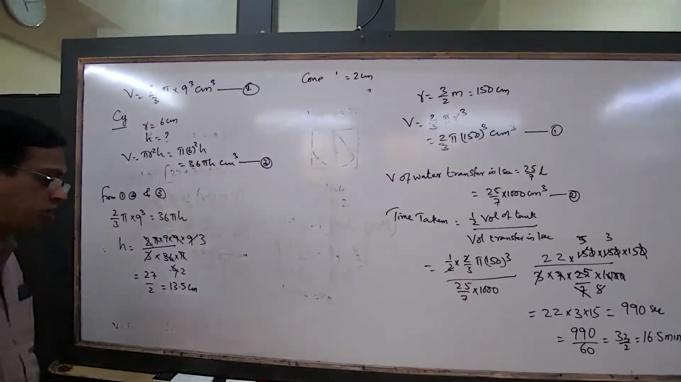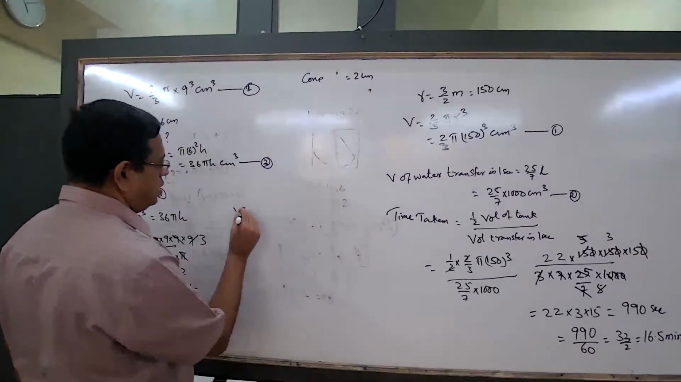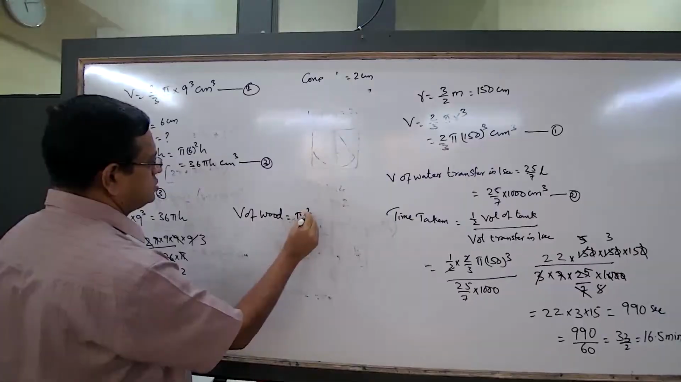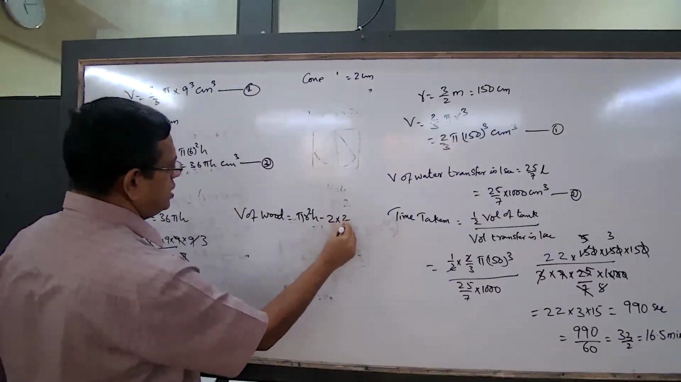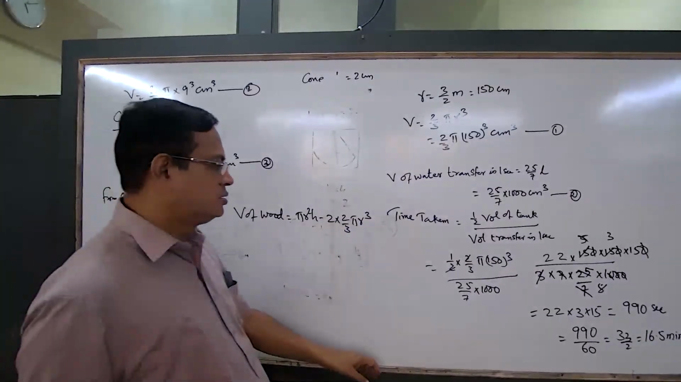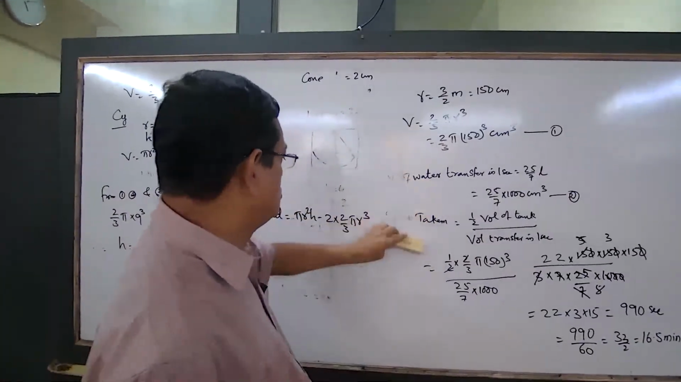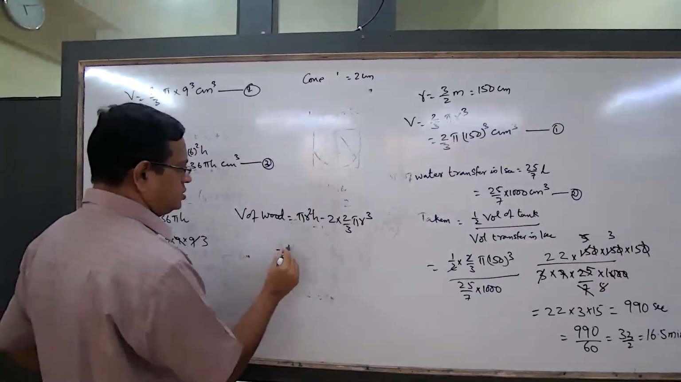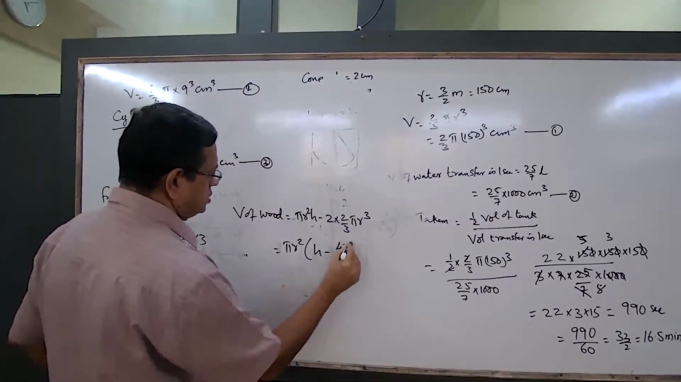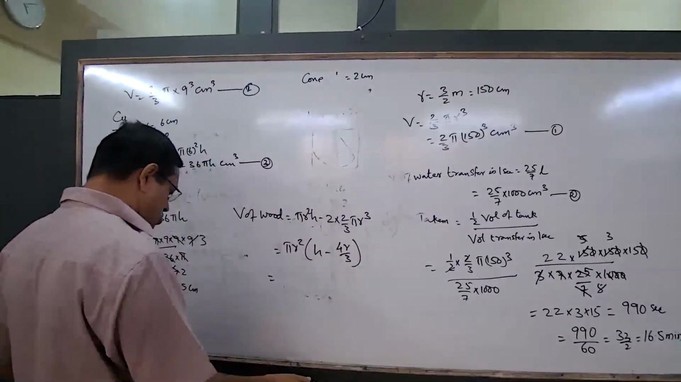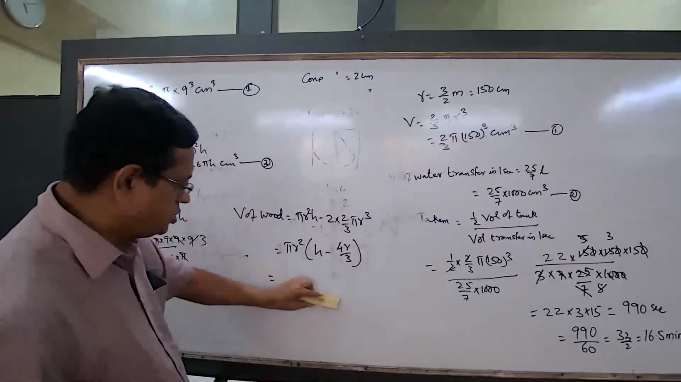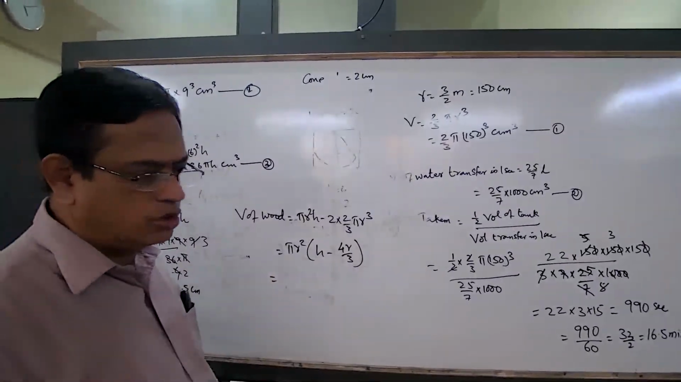Therefore, volume of wood is equal to pi r square h minus 2 times 2 by 3 pi r cube. Radius is same, that is why I took the same thing. Then, after that, what can you do? Take pi r square common. H minus 4r by 3. Then substitute and solve it. The remaining substitution, all values are given. Pi value substitute, 22 by 7. Without mistake, do it.